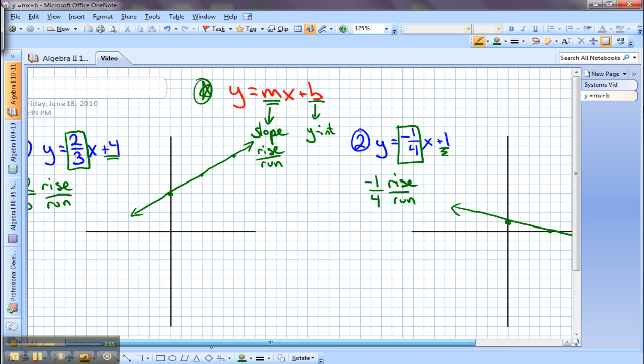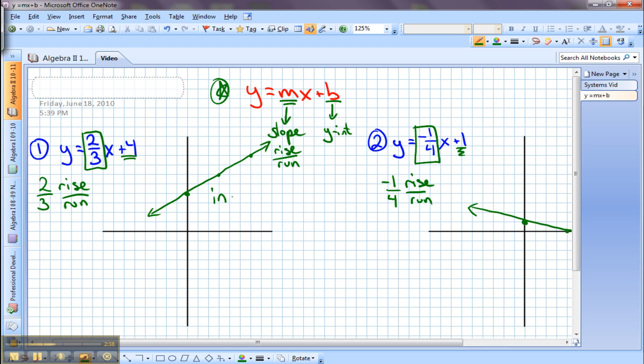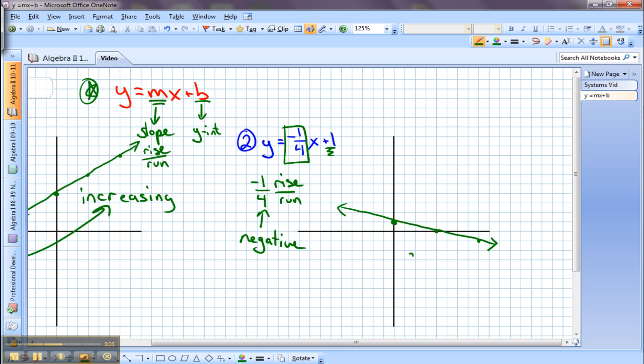Notice that in number 1, our line was increasing, or going up from left to right, and our slope was positive. Anytime you have a positive slope, your line will always be increasing or going up. Number 2, we had a slope that was negative, and this creates a line that will be decreasing. Anytime you have a negative slope, your line will be decreasing.